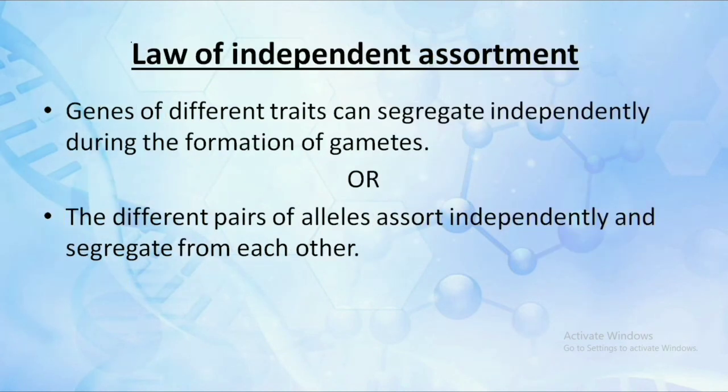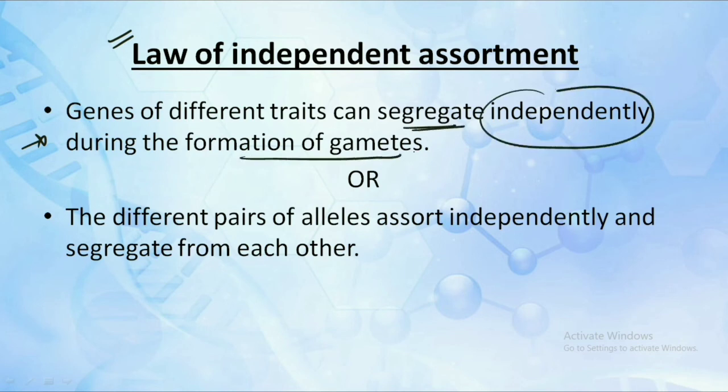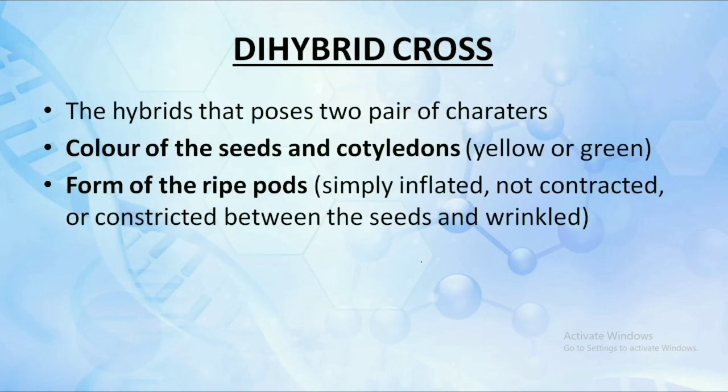Let's talk about the next law, that is the law of independent assortment. What does this law state? This law states that the genes of different traits can segregate independently during the formation of the gametes, or the different pairs of alleles assort independently and segregate from each other. And for understanding this law, we have to understand the dihybrid cross.